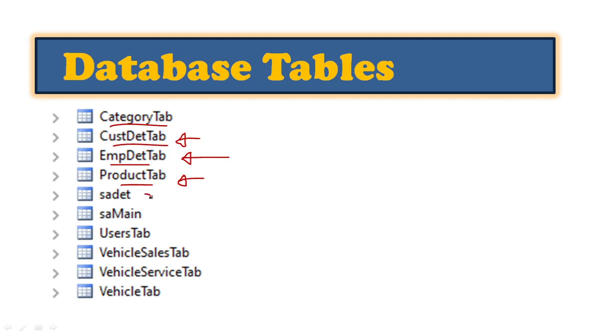And here you have SA detail and SA main. These two will be used for sales, so whenever you sell any product, the data will be stored in these two tables. Users table is the login table. Vehicle sales: whenever a vehicle sale happens, that data goes to this particular table. Vehicle service: all service details go to this table. Vehicle tab: all the vehicle details will go to the vehicle tab. Right, so these are the tables used in this particular project. You need to design a proper table structure, so that we can enter all the data. The data you enter should reach the table.